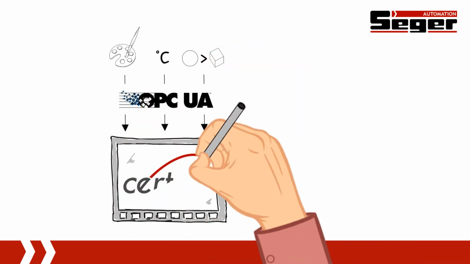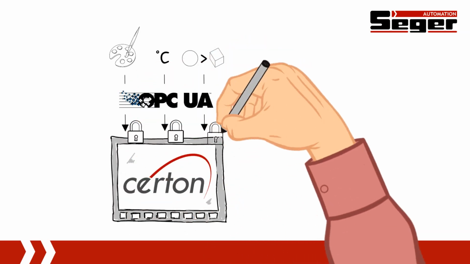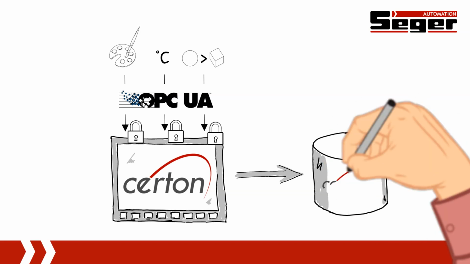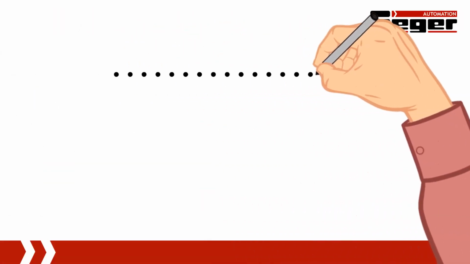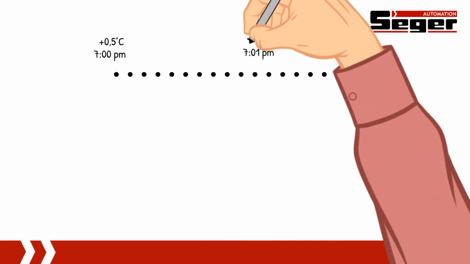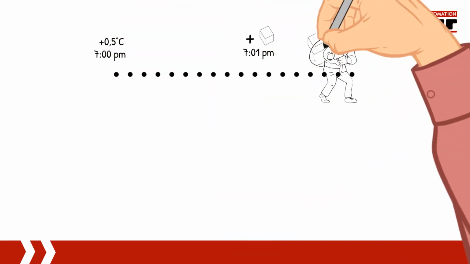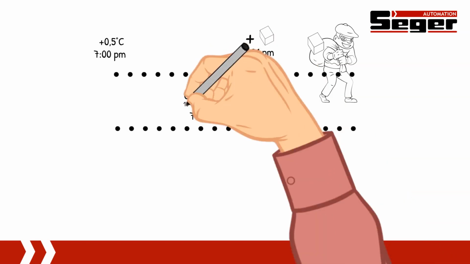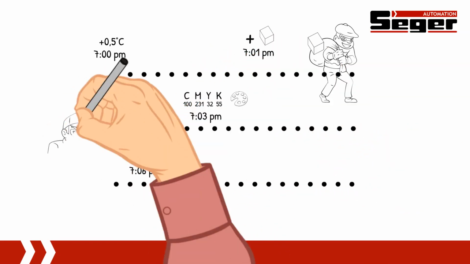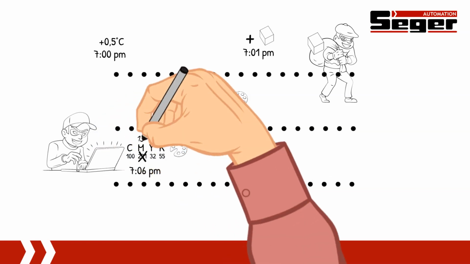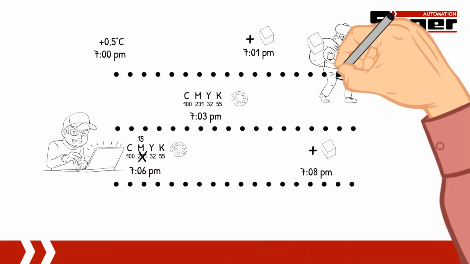Individual data is signed by Certon during recording. The audit trail provides a chronological process description. Subsequent data manipulations are reliably detected. This ensures the data's integrity and legal security at all times.